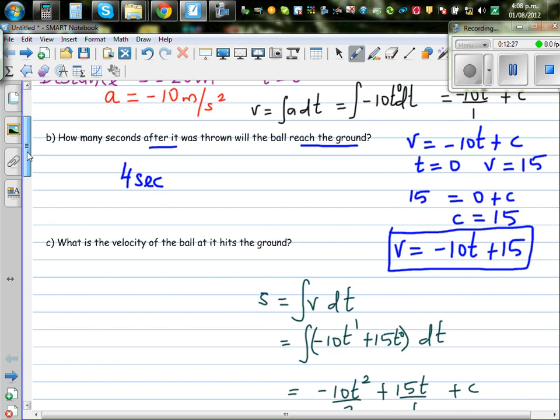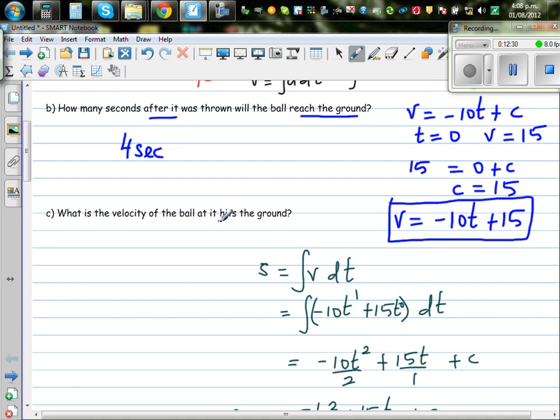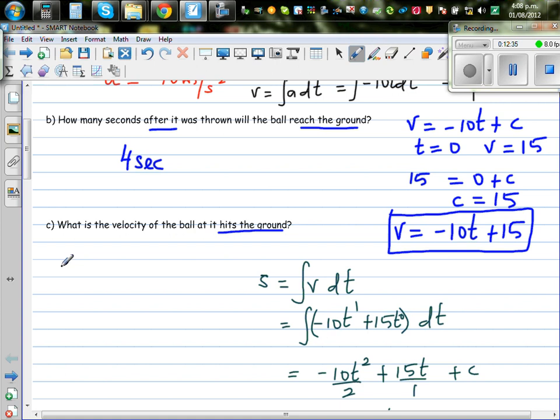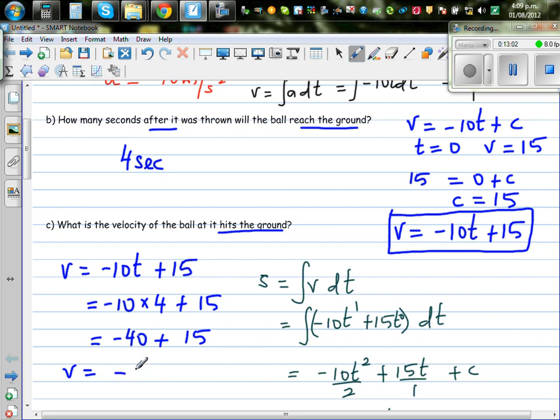And what is the velocity of the ball when it hits the ground? In other words, what's the function of velocity? Your velocity is given to be minus 10t plus 15. So I'm going to put 4 here. So this is minus 10 times 4 plus 15, which is minus 40 plus 15. So your velocity after 4 seconds, when it hits the ground, is minus 25 meters per second.